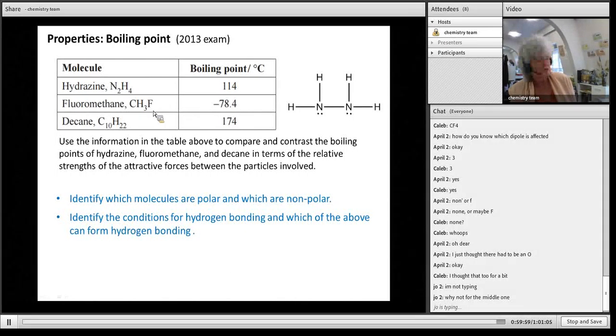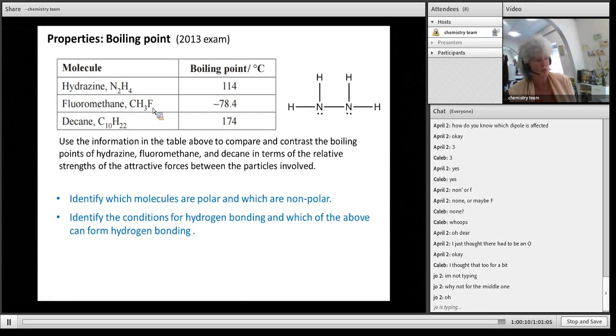Okay, Joe, this one doesn't have hydrogen bonding because the hydrogen is bonded actually to the carbon and not to the fluorine. So if you drew this molecule, carbon would be in the middle, 3 hydrogens attached to it, and 1 fluorine. So you've got 3 CH bonds and 1 CF bond, but no HF bond. So it can't form hydrogen bonds.